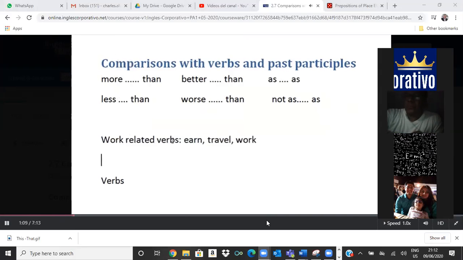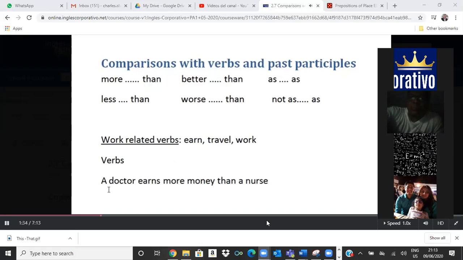Okay, so we think about verbs that have to do with work. We can think of earn, travel, or work, right? And so how do we make comparisons using verbs? Well, as I mentioned previously, what we did was we said that a doctor, right, earns more money than a nurse. So if we look at the words that we use, we can say doctor earns. So we're gonna put the verb there before the more. Okay.